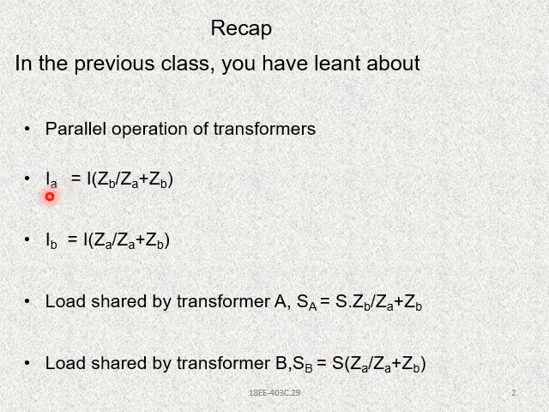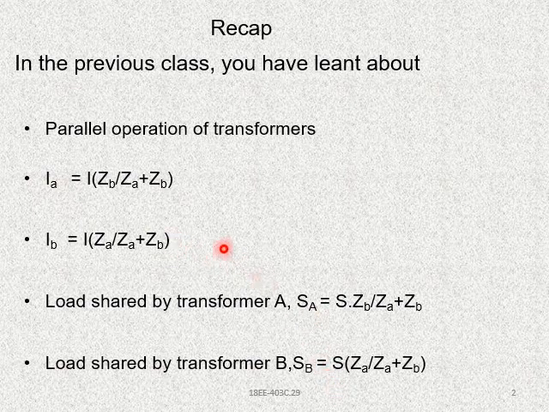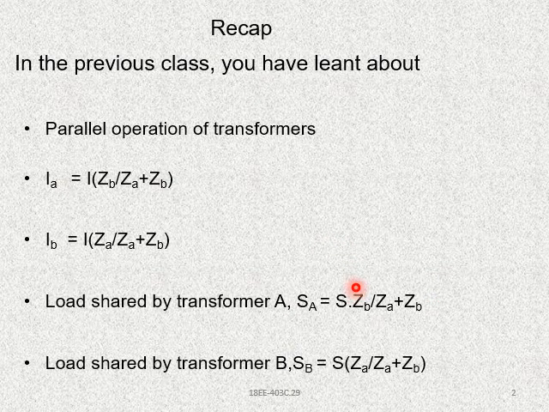Just make a note of these four formulae so that we can directly step into the problems and solve them easily. Here IA and IB are the currents of transformer A and transformer B, and SA and SB are the kVA of transformer A and transformer B.